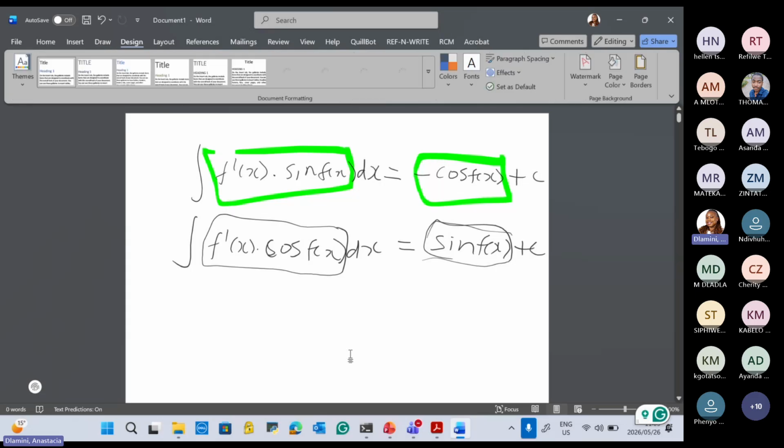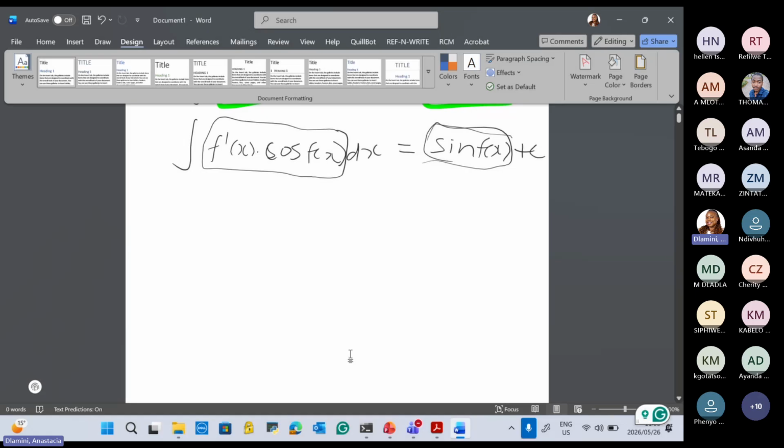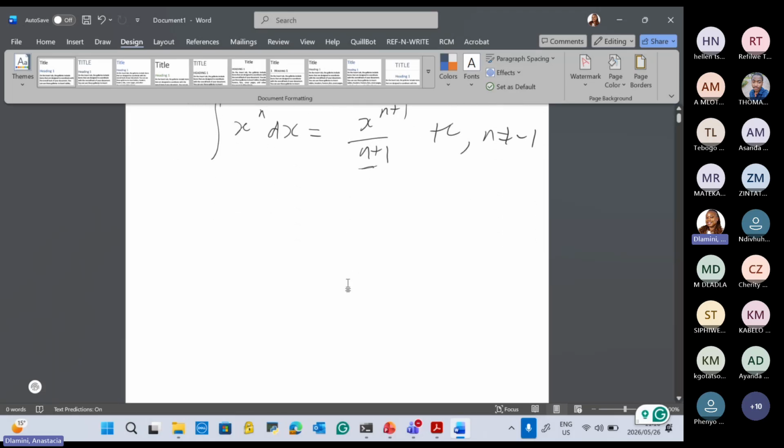Now to recap, last week we said that if you have x to the power of n, where n is a number, and you are integrating x to the power of n, then this will be what? x to the power of n plus 1 over n plus 1 plus c. Now remember, n should not be equal to -1 because once n is equal to -1, that's division by 0, and therefore it's undefined. Are we all together there? Yes, ma'am. I need 3 yeses. Yes, ma'am. Thank you.